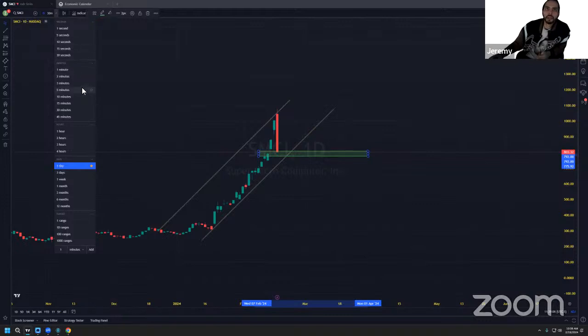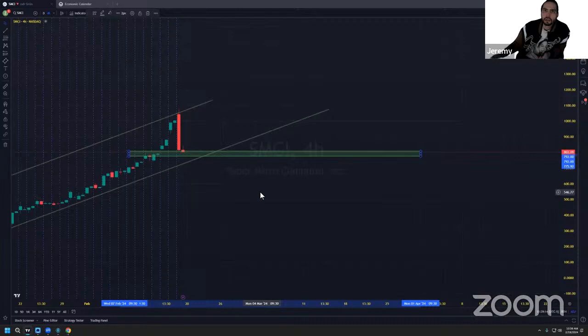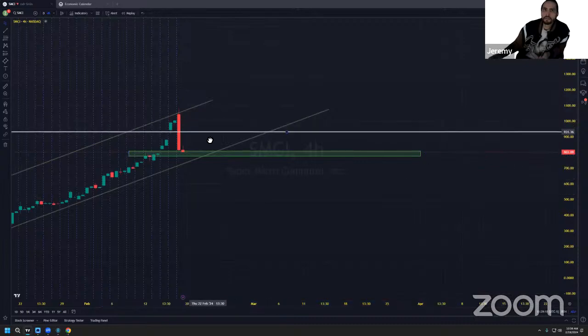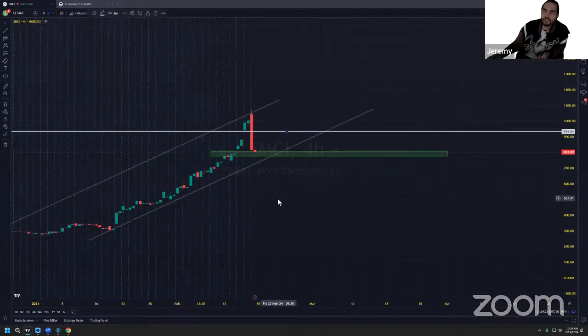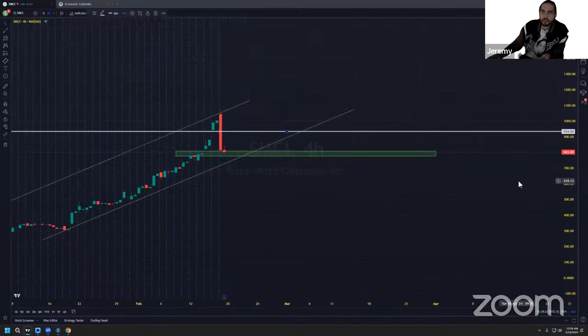That's a big boost that it had and it got kicked down. Maybe, since it's Super Micro, it's waiting for NVIDIA's earnings, I'm guessing. But I'm going to do a technical analysis on SMCI, so we can get an idea of where we're going here.